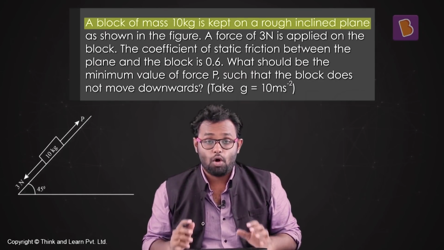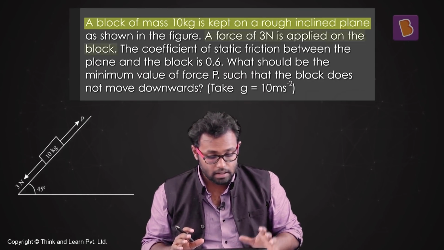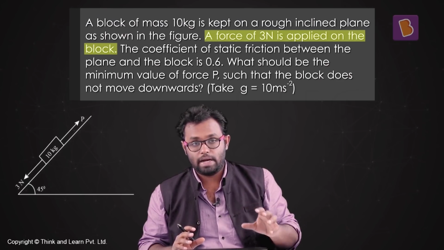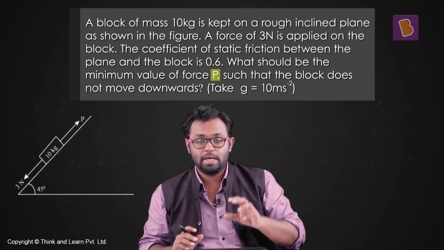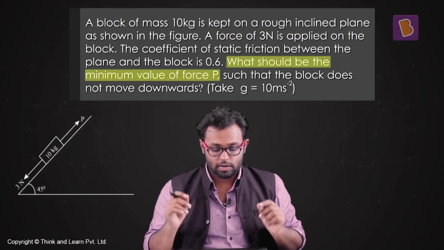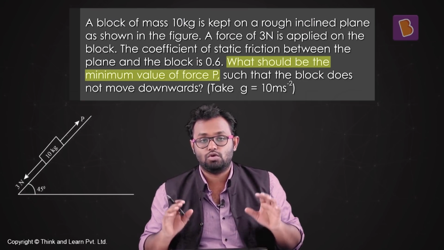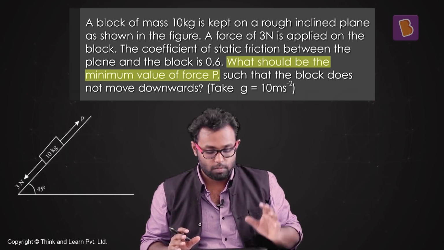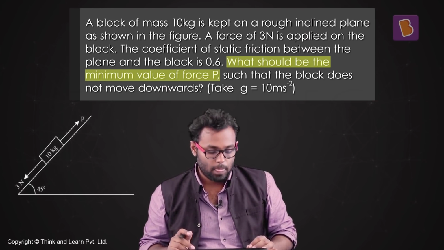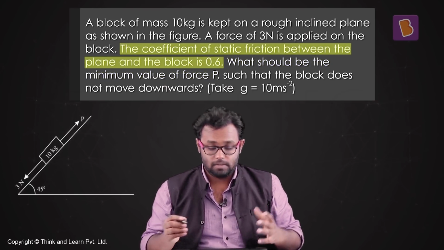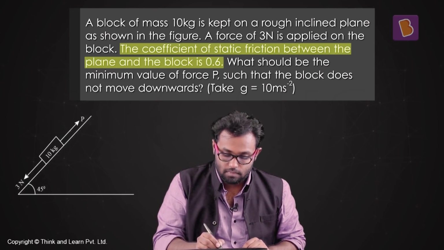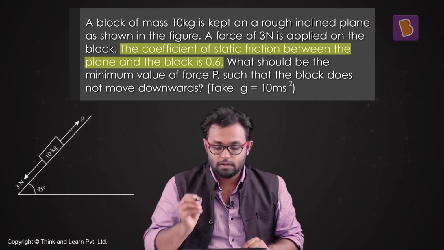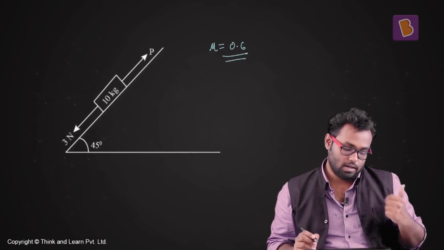Now in this problem there's a block on an incline, and there's a constant force of 3 Newton acting on the block, and there's another force P acting on the other end, and you have to tell what is the minimum value of P for this to not slide, to remain stationary where it is. And there's friction, 0.6 is the coefficient, and let's solve this problem.